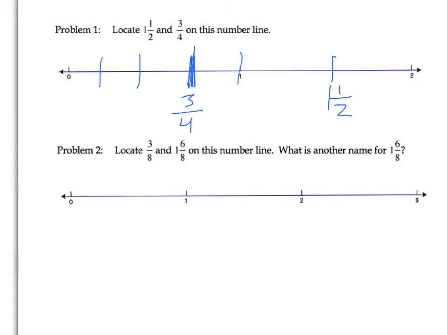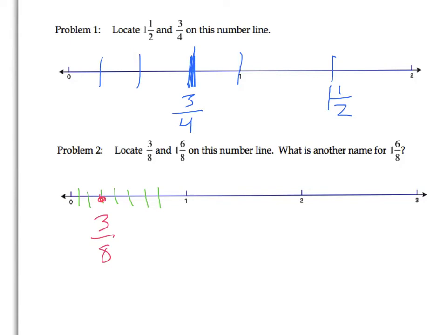Locate 3/8. Alright, if I'm going for 3/8, that means I need to take this section of 1 and divide it into 8 pieces. Remember, if you're dividing it into 8, you only have to draw 7 lines. So let's see, 1, 2, 3, 4, 5, 6, 7. Those are not exactly equal. We'd have to move them a little bit. And if I'm going to do 3 out of 8, I'm going to go to the third one. 1, 2, 3. That's 3/8.